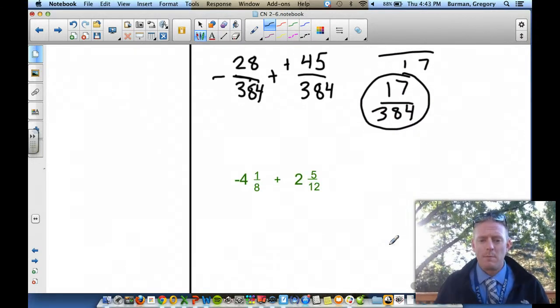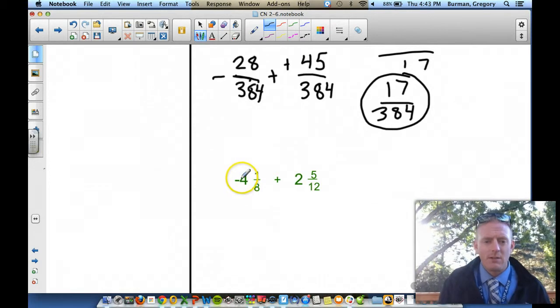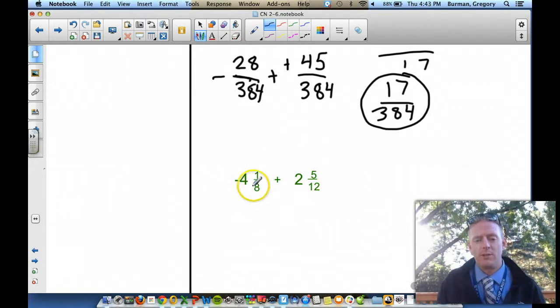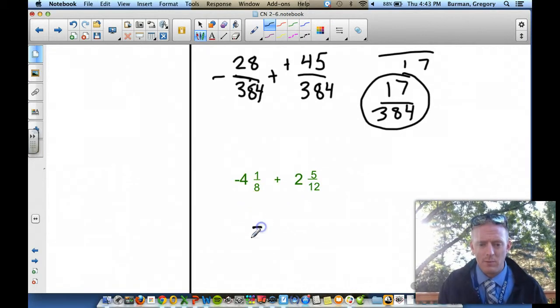Now when we deal with mixed numbers, we kind of separate the whole numbers from the fractions. So I'm trying to add together 1/8 and 5/12. So 1/8 and 5/12, common denominator will be 24.